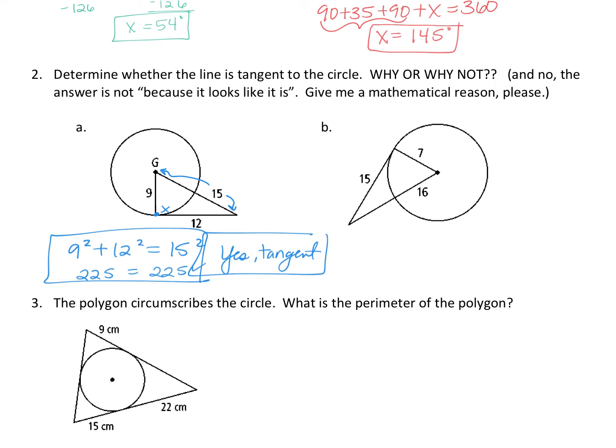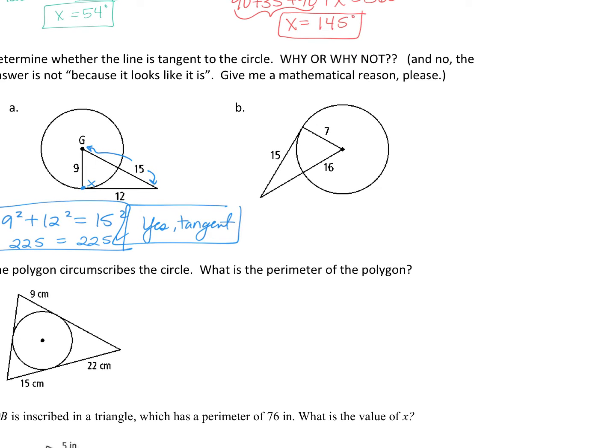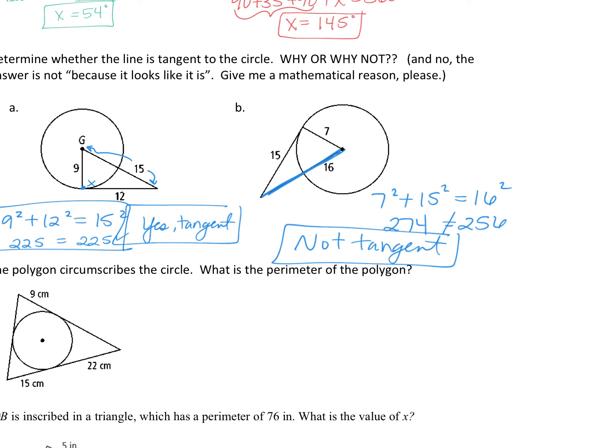All right, so what are your A and B going to be for letter B? 7 and 15 are the two you're going to add together. So 7 squared plus 15 squared would have to equal 16 squared. Again, 16 should be the whole thing. They didn't represent that very well. So 7 squared plus 15 squared is 274. And 16 squared is 256. Okay, those are not equal. So this would not be tangent. Good on that? Okay.